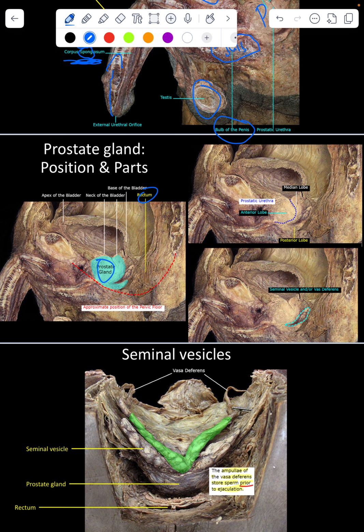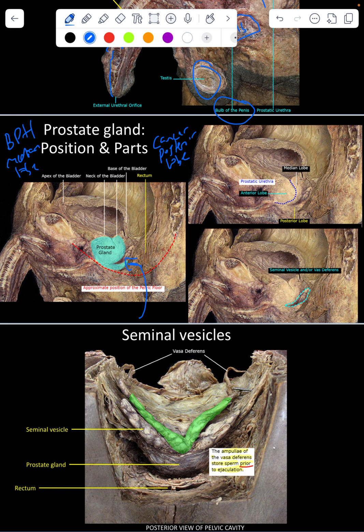If someone has cancer in their prostate, the way you do it is you put two fingers in their rectum and you can feel the back of the prostate. That's because cancer happens in the posterior lobe of the prostate. BPH, or benign prostatic hypertrophy, happens in the median lobe, if they ask. So this is anterior, this is median, and the back is going to be posterior. So posterior is related to cancer, median is related to BPH.